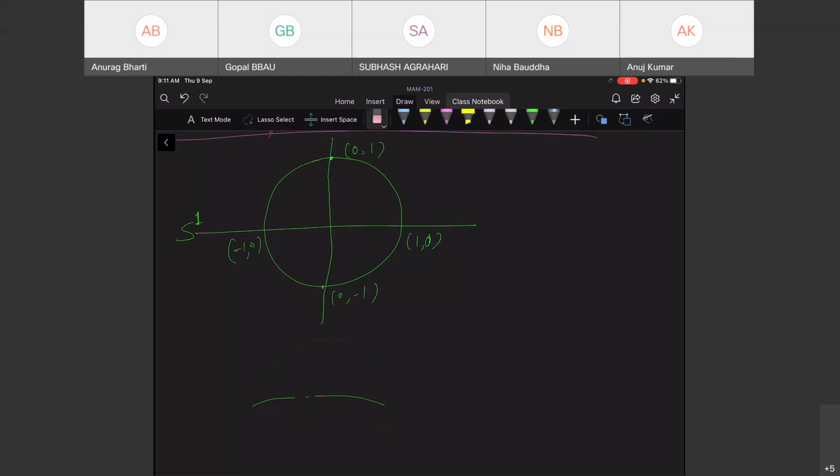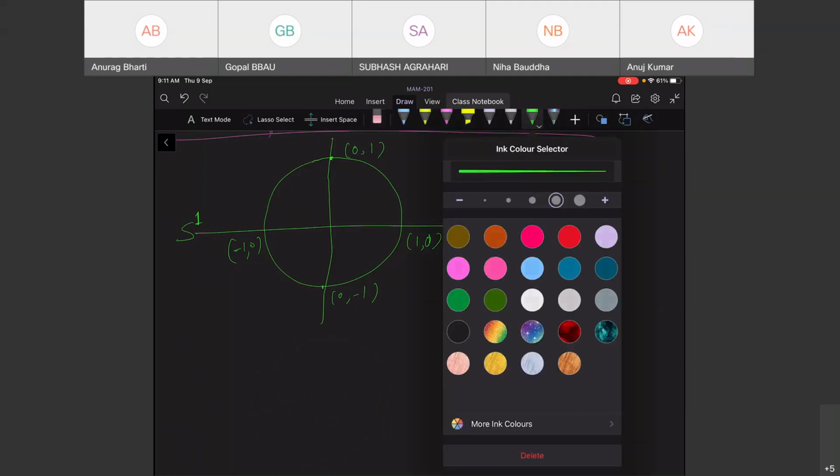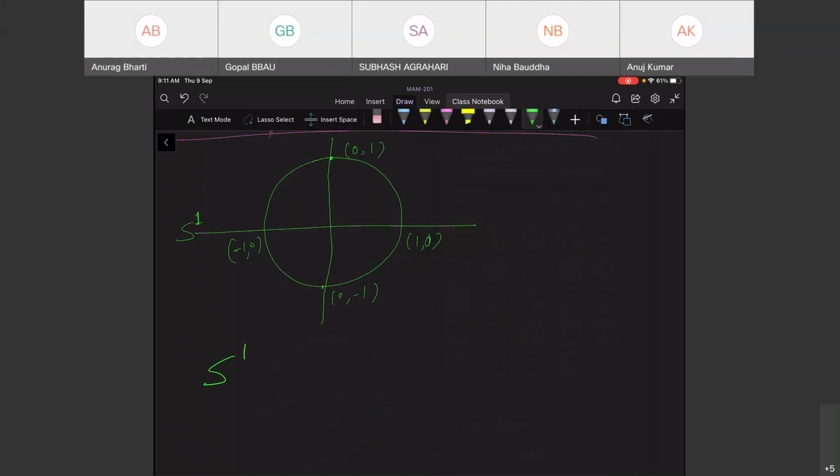Okay, so we will come back to the S2 case, omit this here, this S1, so call this point N. Okay, you know this point is (0,1), S1 minus N, or this is same as S1 minus the point (0,1). This is homeomorphic to R. This is homeomorphic to R. Okay, let us see why. Let us see why this is true.